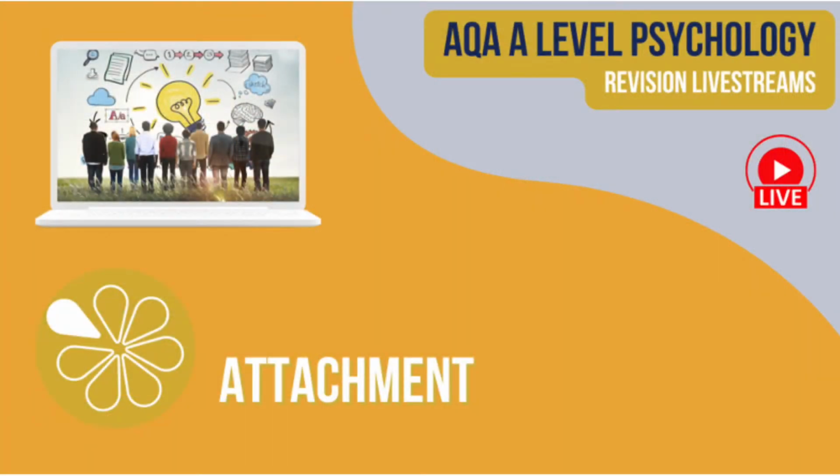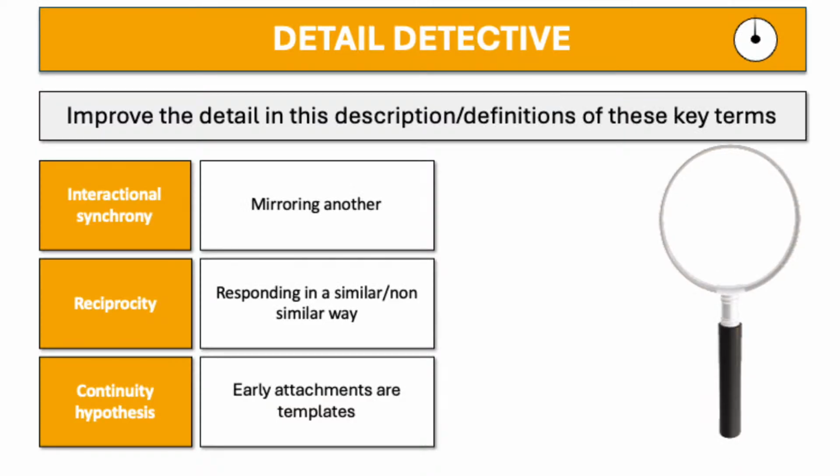I'm going to start this evening with our first activity. It's called a detail detective. For this one, we've got three key terms on the left-hand side of the screen, and your job is to improve the detail in the descriptions that you can see in the white box next to them. So we've got interactional synchrony, mirroring another. How can you add to that definition? Reciprocity, responding in a similar or non-similar way, and then the continuity hypothesis, early attachments as templates.